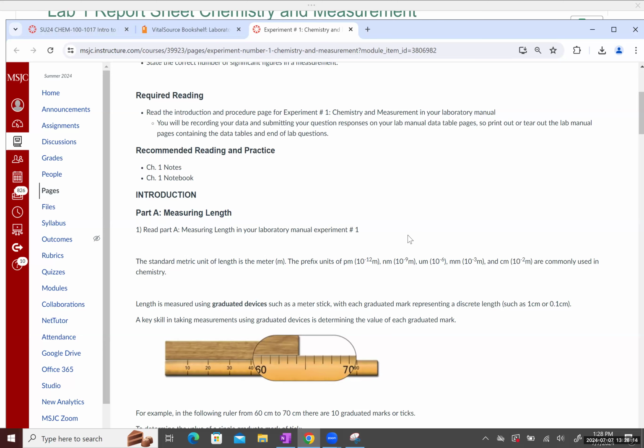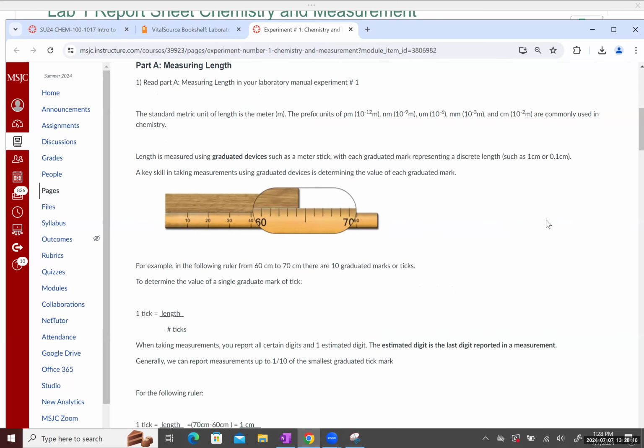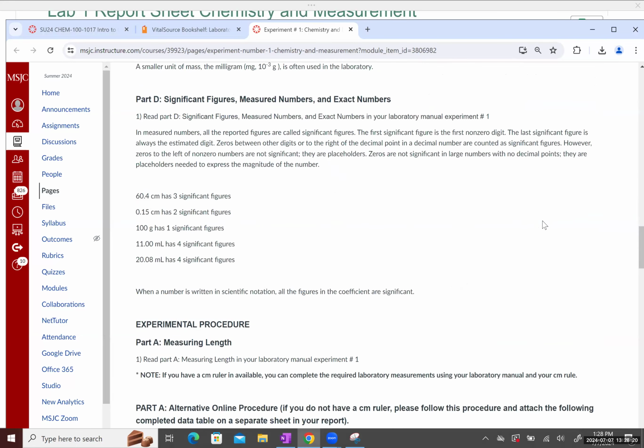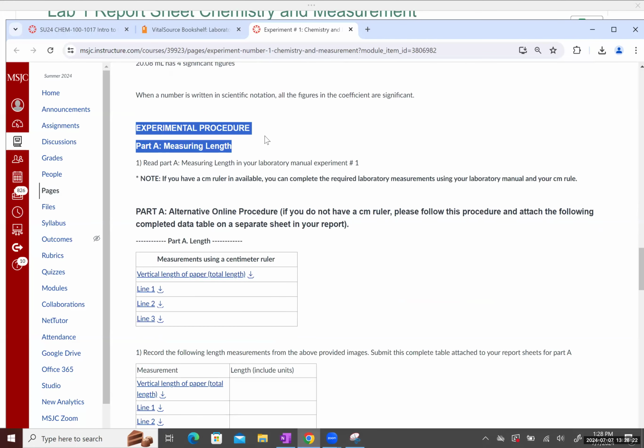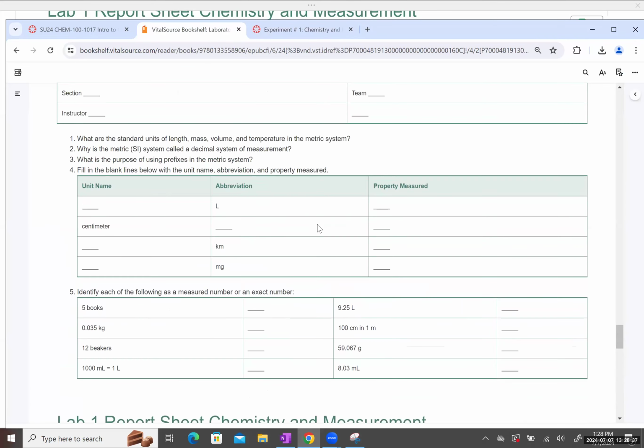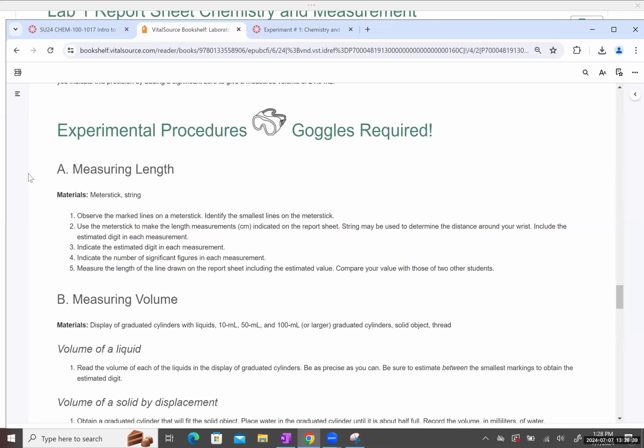So I'm looking through, we're in the introduction section. This is just some background information. And now we're into the experimental procedure. The experimental procedure is the key part of each lab that we're going to be looking at, and this is how we're going to collect our data. So for part A, measuring length, we found it in the lab page, and we're also going to find it in the lab manual. So we have part A, measuring length. So we're going to be taking some measurements here.